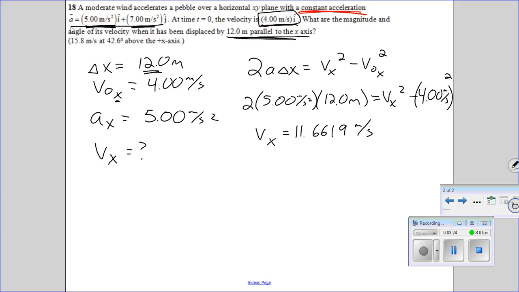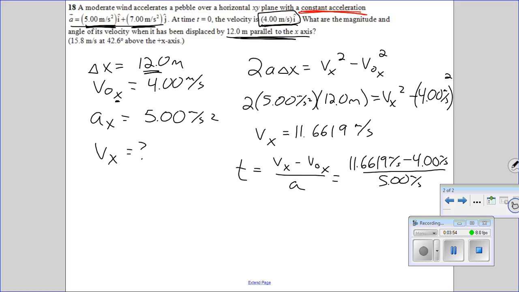So there's our Vx. So now what we can do is find our time. Okay? So our time is Vx minus Vox over the associated acceleration. So for us, our horizontal velocity is going to end up at 11.6619 meters a second, after starting out at 4 meters a second, and our acceleration is 5.00 meters a second squared. And so the time that you get is, again, completely ignoring significant digits, 1.53238 seconds. All right? So, awesome.